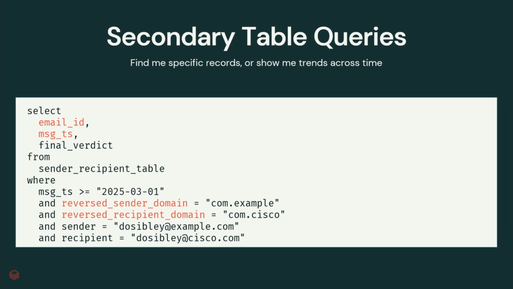Here's an example of what a secondary table query looks like. In this table, we've liquid clustered by message timestamp, as well as both the reversed sender and reversed recipient domains. So we can quickly look at what a sender or recipient has done, as well as records specifically between those two. The basic "tell me when and how often" query takes a few seconds to run on the secondary table. It would take several minutes to do this on the main table.